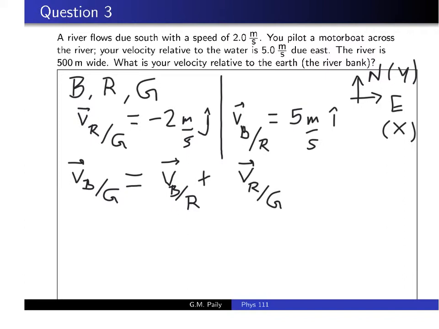Plugging in the numbers, the calculation is straightforward. This is the velocity of the boat with respect to the ground. Let us keep this in mind and move on to the next part of the question.